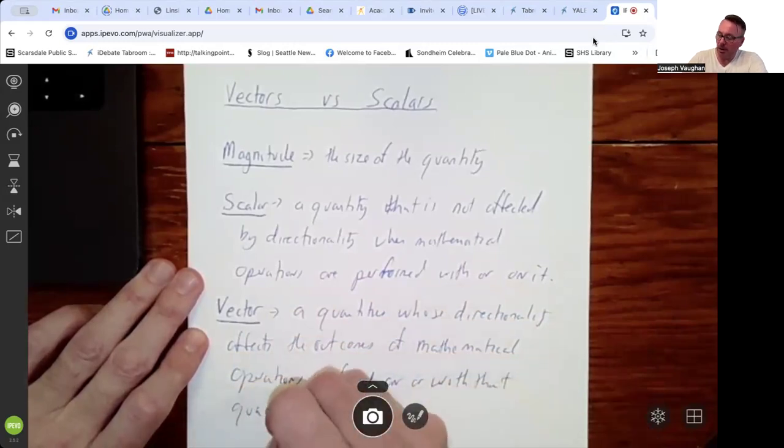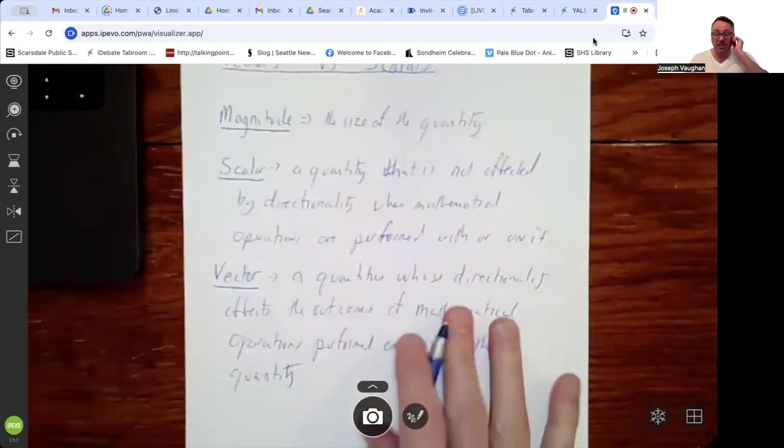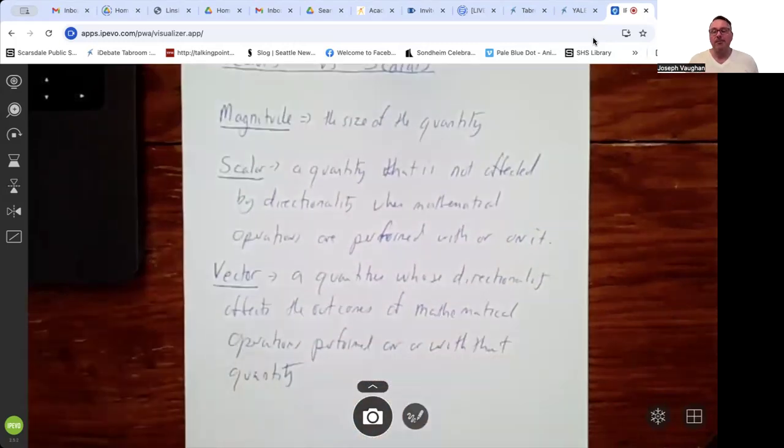A lot of people just like to talk about, well, vectors are those things where direction matters. But I want to be a little bit more explicit: why does it matter? It matters because when we use vector quantities with other types of quantities, the direction of that vector affects the math that you do with it. Otherwise, if there's no real change that occurs, why would we even care about it?